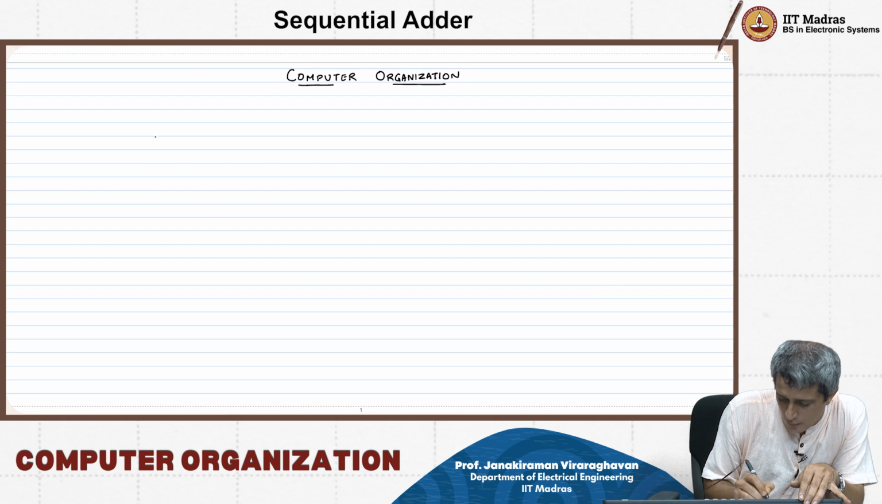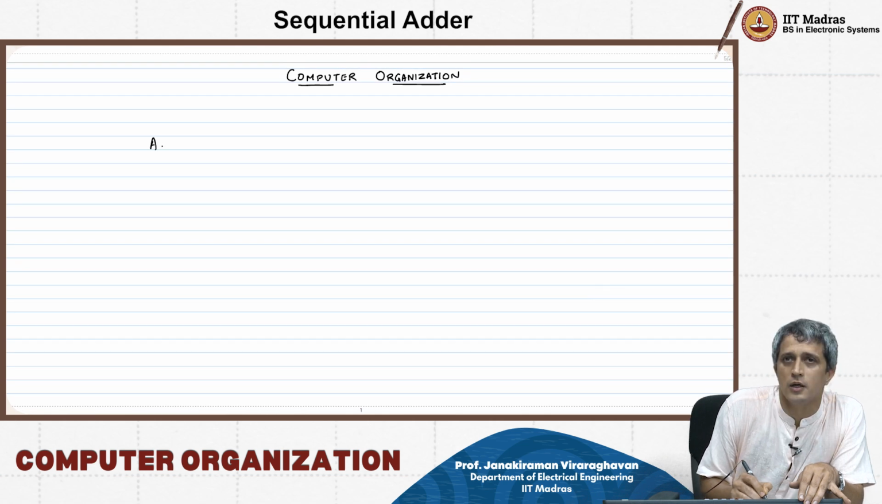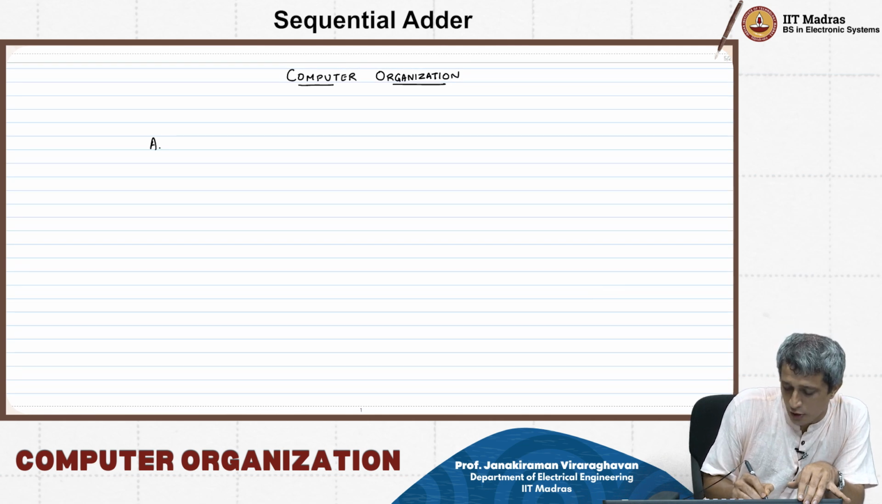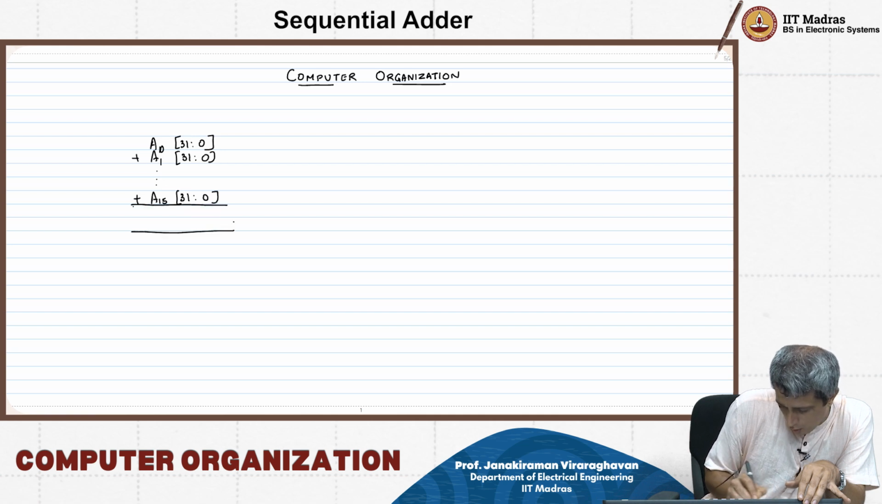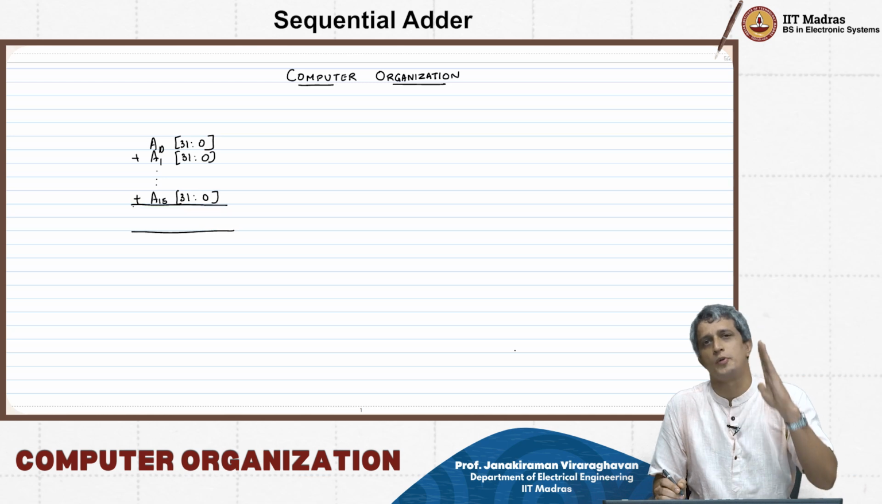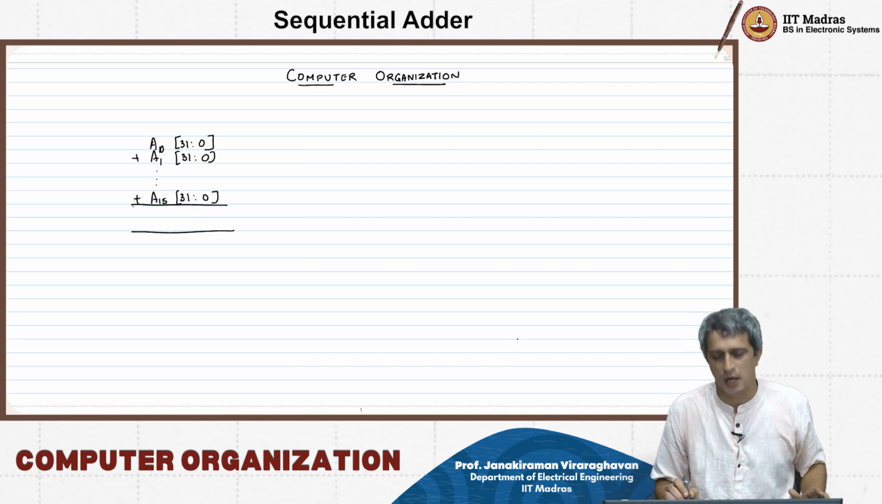I want to add 16 numbers, 32-bit numbers, A0, which is 31 down to 0, to A1 of 31 down to 0, all the way till A15, 31 down to 0. Okay. So I want to perform the addition of these 32-bit numbers and get you the answer.